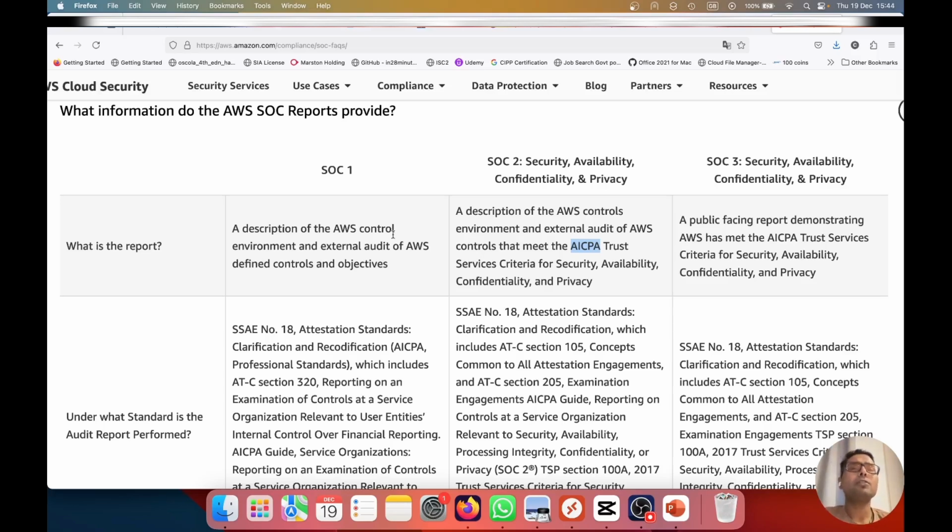And a type 2 report is all about a period of time. That means we need to show that the company has implemented and is maintaining these standards and controls over a period of time. So this is all about SOC and ISO 27001.